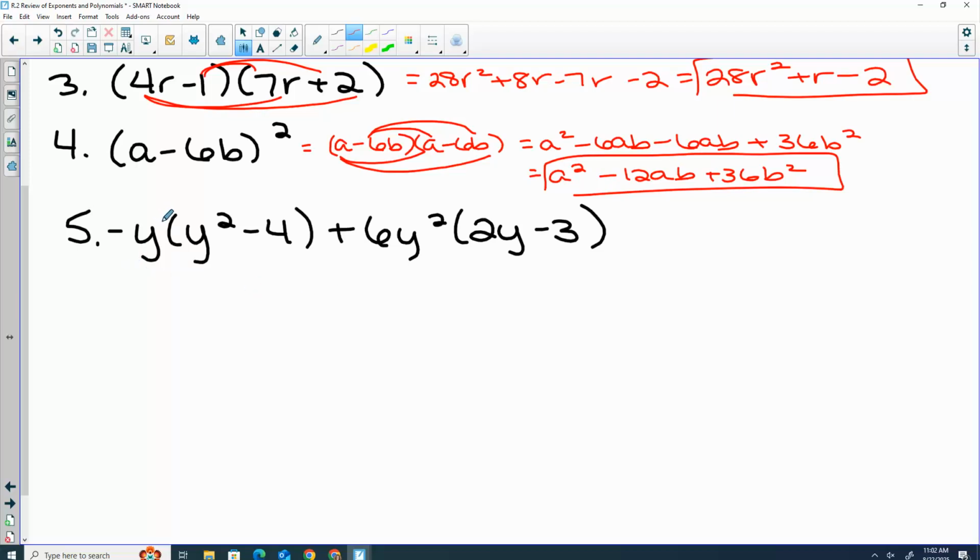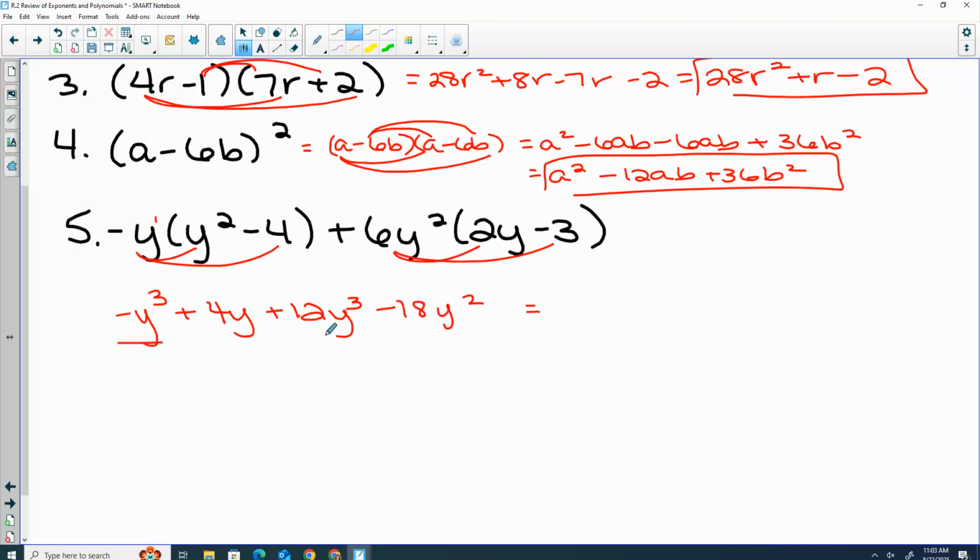Alright, keep in mind, when you have a negative y, that's to the first power. So when you multiply those, we add the exponents. So we get negative y to the third. Negative y and negative 4, so plus 4y. Plus 12y to the third. Minus 18y squared. Combining like terms, negative 1 and positive 12, so 11y to the third. Minus 18y squared plus 4y.